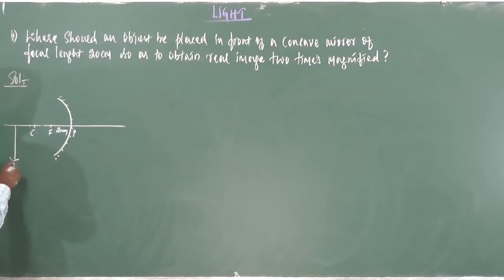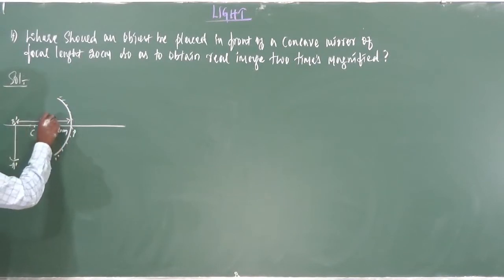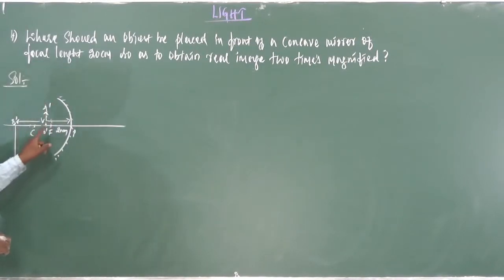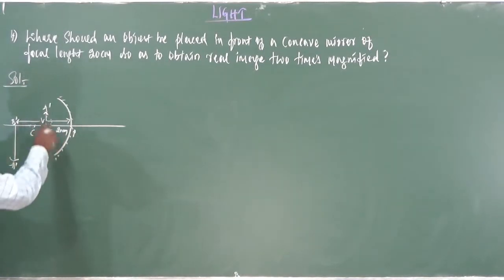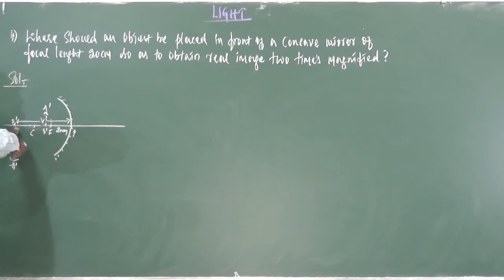Let us take this as A dash, B dash. This length will be V, that is the image distance. If I keep the object somewhere between C and F, this is A dash, B dash. I don't know where to keep it. I have to calculate the distance of the object from the pole of the mirror, where to keep the object so that the image is 2 times magnified. That distance you have to calculate.